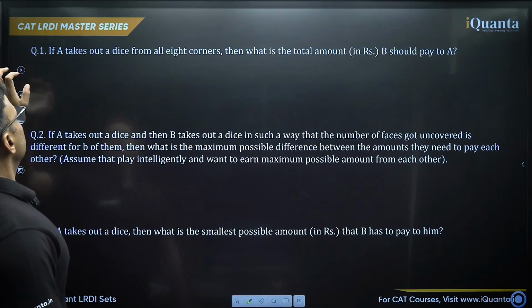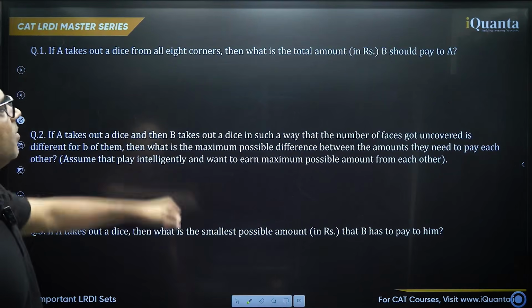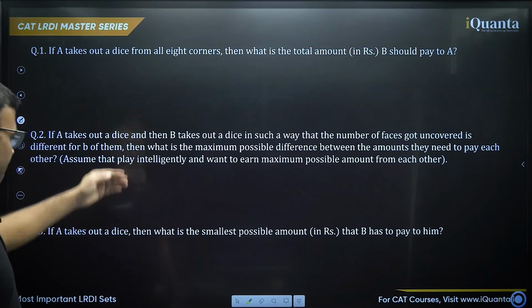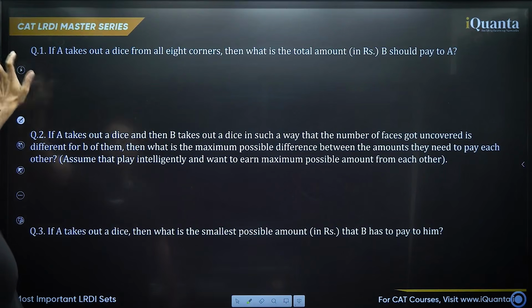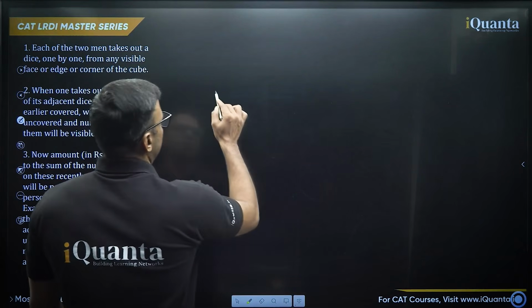Now these are the questions that we have. There are different situations. If A takes out a dice from all 8 corners, then what is the total amount B should pay to A? This one and this one. So first let's do one thing. Let's try to understand the faces of this, the sum of the numbers. First of all, let's understand what it means.